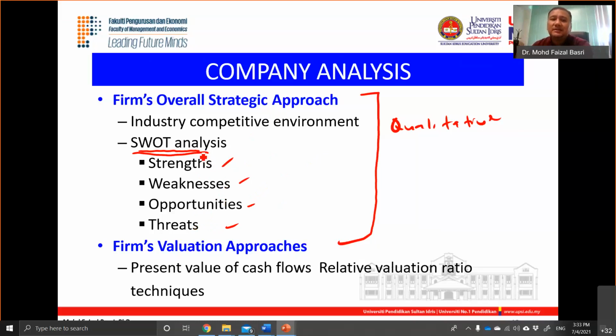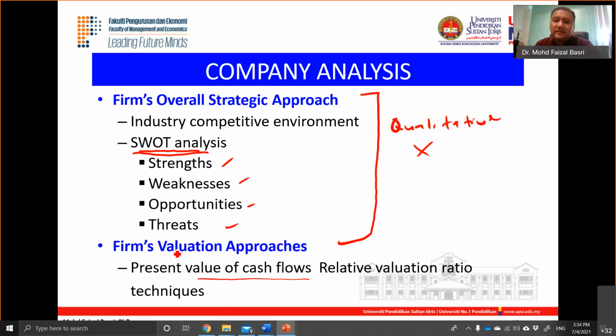So during the SWOT analysis, usually they will not take into account their accounts, maybe their numbers. They don't care about numbers. They are more on qualitative aspects. And I will not go into detail about qualitative aspects, because company analysis can look at this. But for us, we will focus on these valuation approaches, by looking at the present value of cash flow and we compare.